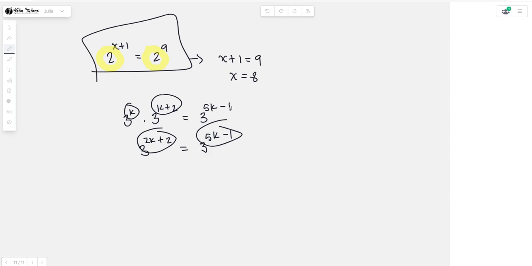Example 2, solve again, not tricky. 5 to the 3x minus 6 equals 125. Make the bases the same. They're not. 125 is 5 to the third. And so now that the bases are the same, set the exponents equal. Name of the game: make the bases the same.